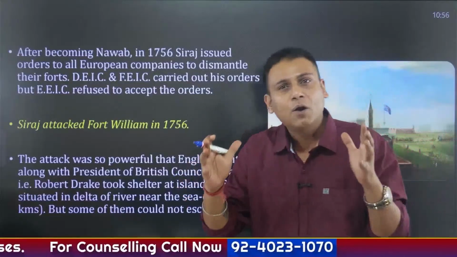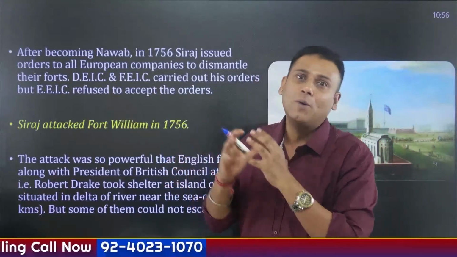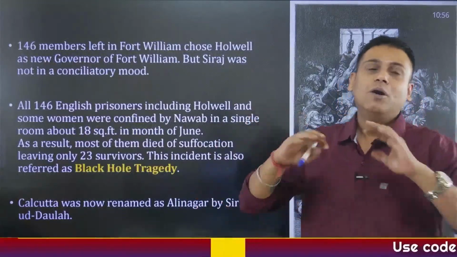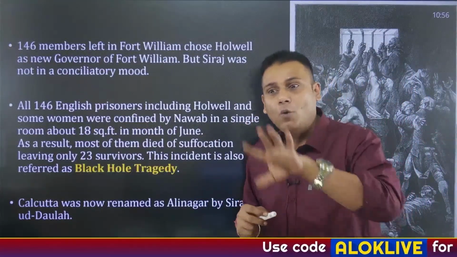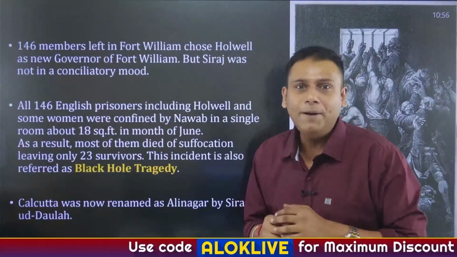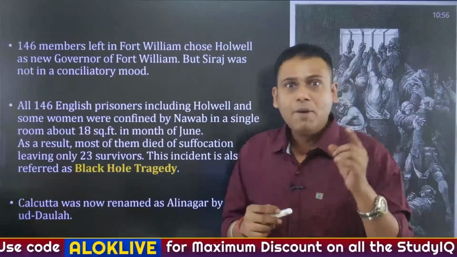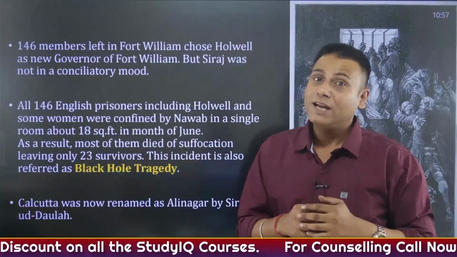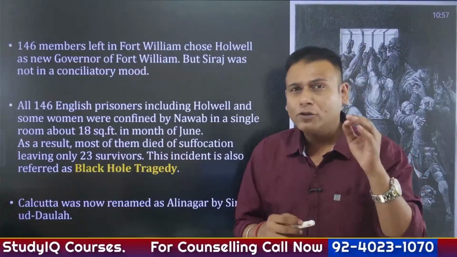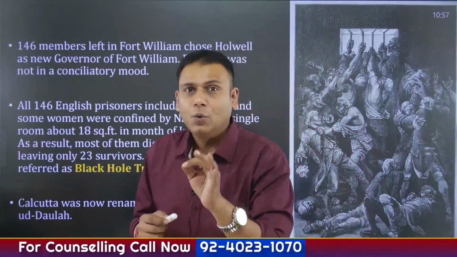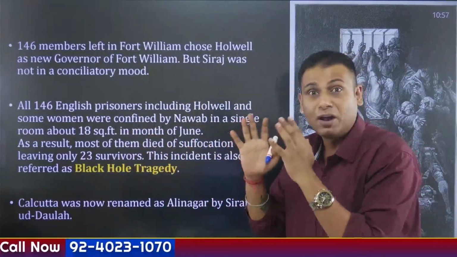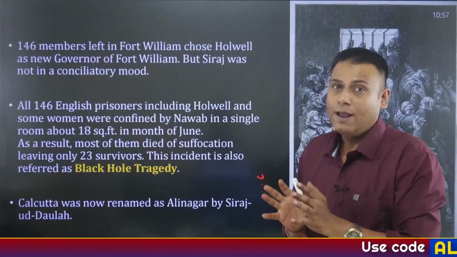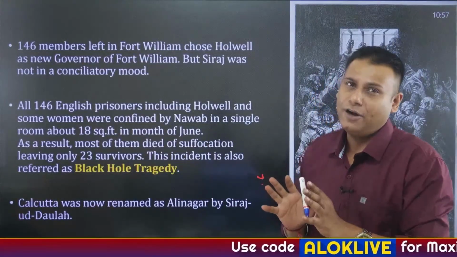So what happened? There were 146 members left in Fort William, and these 146 members chose Holwell as the new governor. And when Holwell was chosen, what happened? Immediately, another attack was conducted, by Siraj-ud-Dawla. It is said that approximately 146 members were taken captive and confined within an 18 square foot room in the month of June. And this event is referred to as the Black Hole Tragedy.